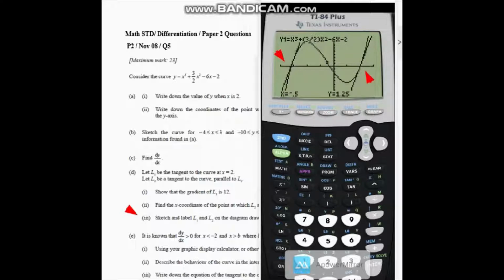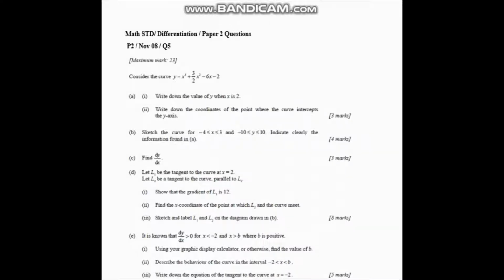So for question E, you are told that dy by dx is greater than 0 for x less than -2 and x greater than b, where b is positive. Using your GDC, find the value of b. So dy by dx greater than 0 means that the slope is positive, hence the function is increasing. So we want to know where the function is increasing.